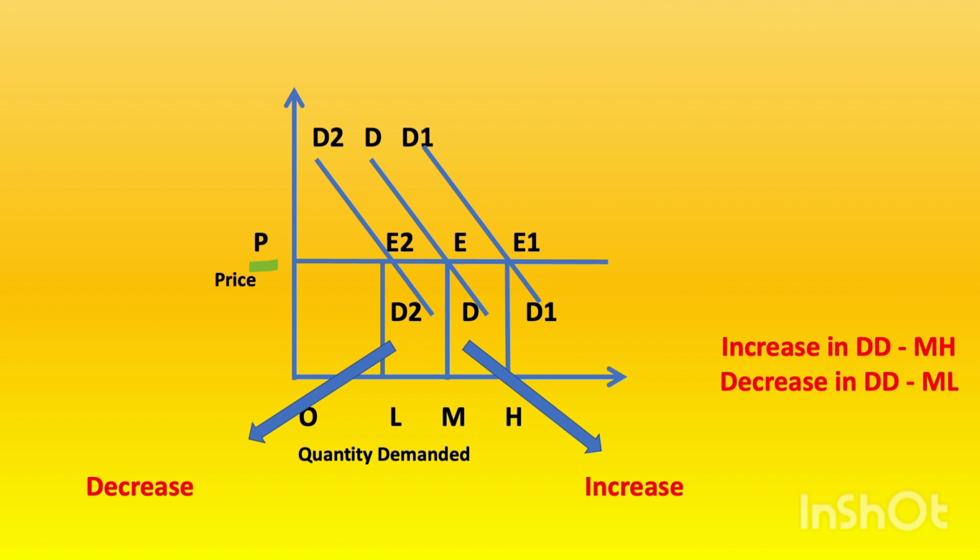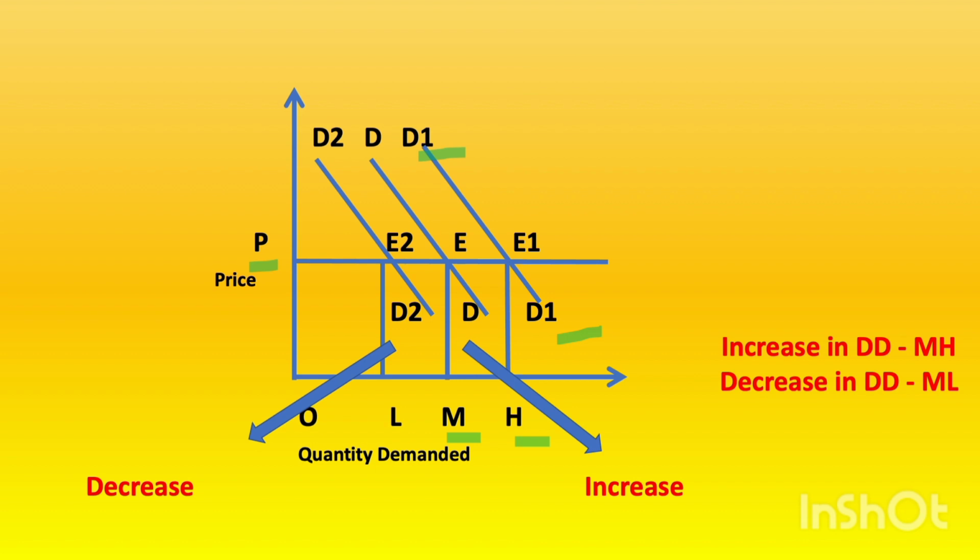Okay, now when the demand is DD, at that time at OP price, OM quantity has been demanded. Okay, so when the demand is DD, the equilibrium point is at E. And now when the demand increases from DD to D1D1, okay, the demand increases from DD to D1D1. So at that time also the price is the same, but there is an increase in demand from M to H.